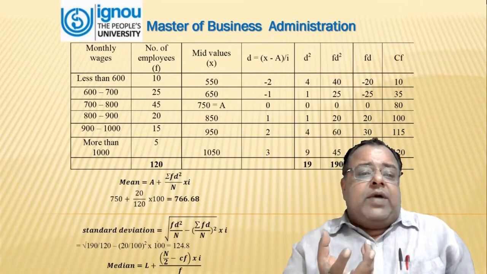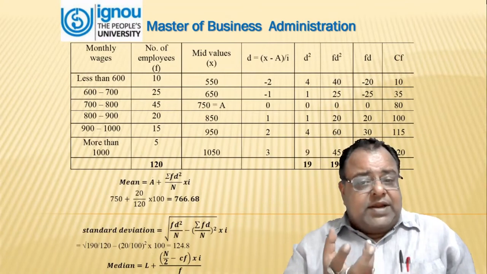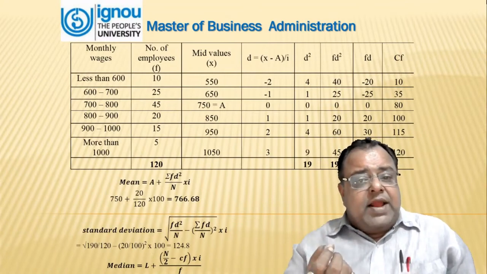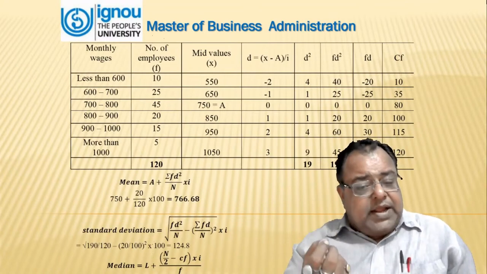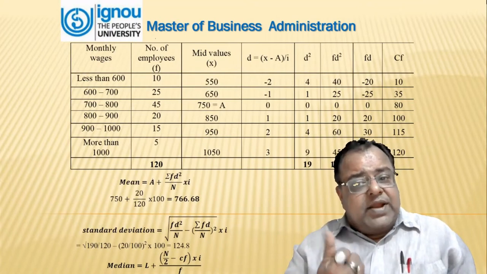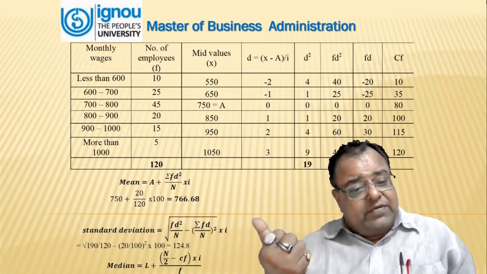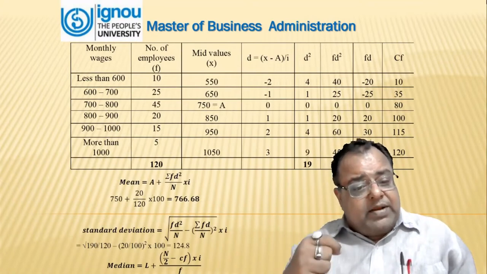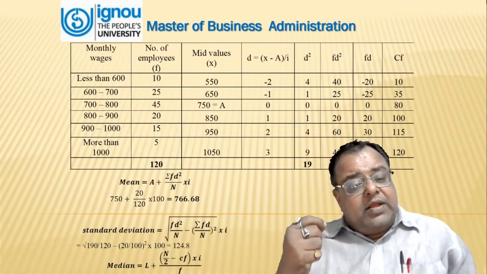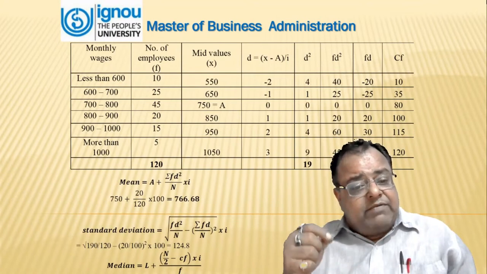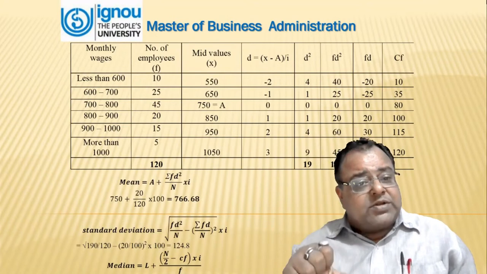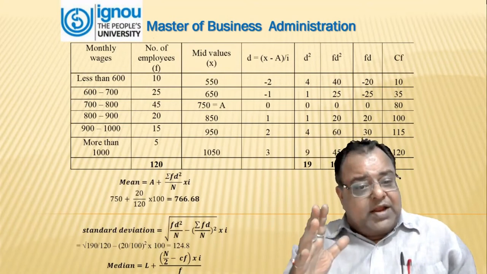First of all, we will be drawing the middle values, that is x. Then we will be calculating d, that is (x minus a) upon i. Then d square, fd square, fd, and the last one is the CF. For calculating mean, we have to use the formula a plus summation fd upon n into i, because the frequency is too large.